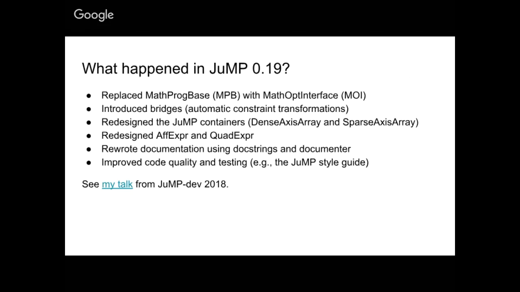You can imagine that this piece of it was the most substantial change because it required basically taking out the engine of JuMP, replacing it, and having everything run smoothly afterwards.